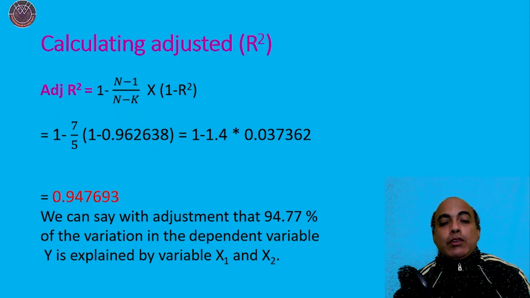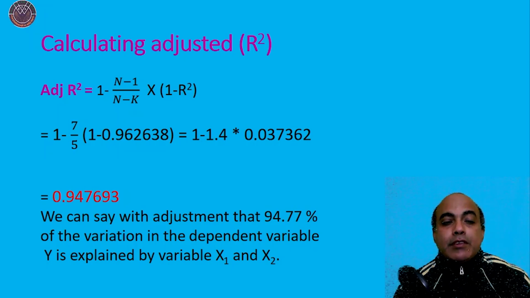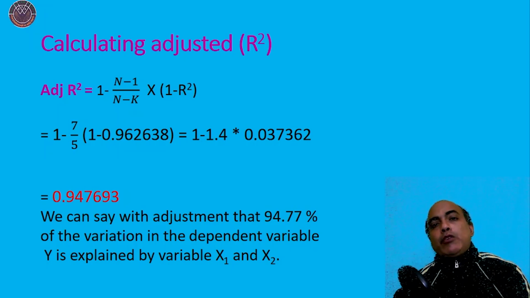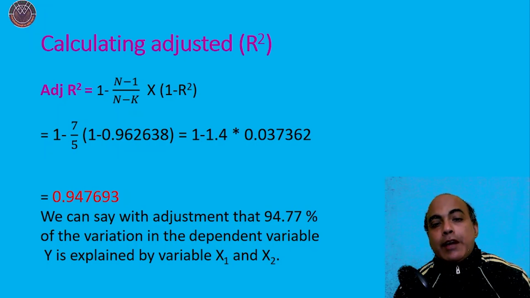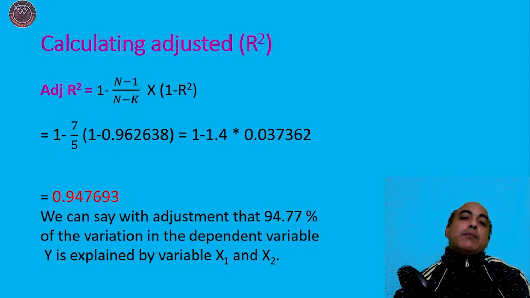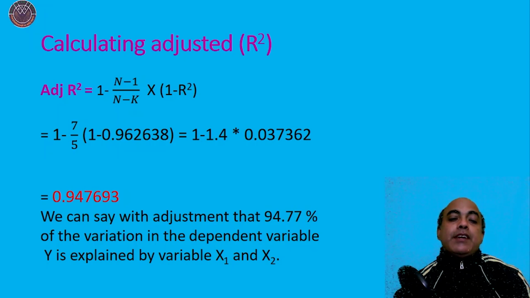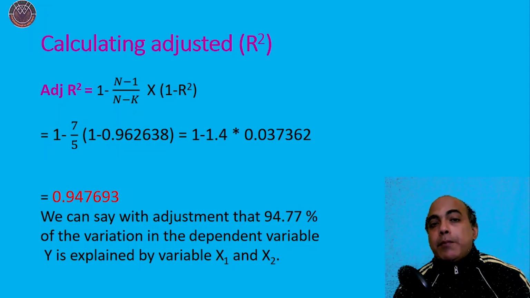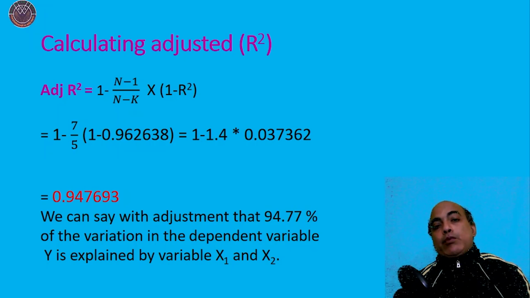So once we substitute the value, we will get the adjusted r square value as 0.947693. So this value is also quite high. It is not so much deviated from the calculated value of r square. So we can say that after adjustment also, 94.77% of variation in the dependent variable y can be explained using x1 and x2.